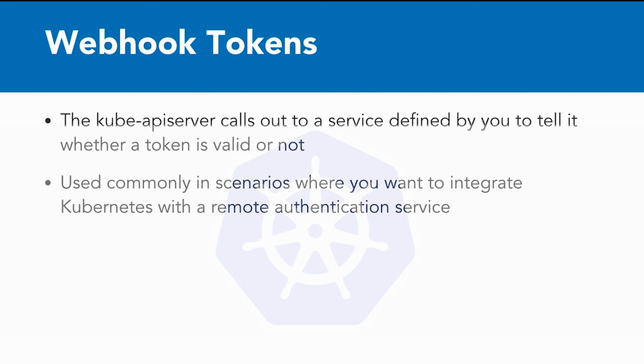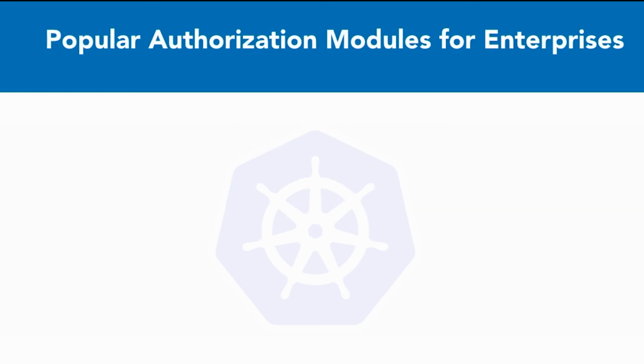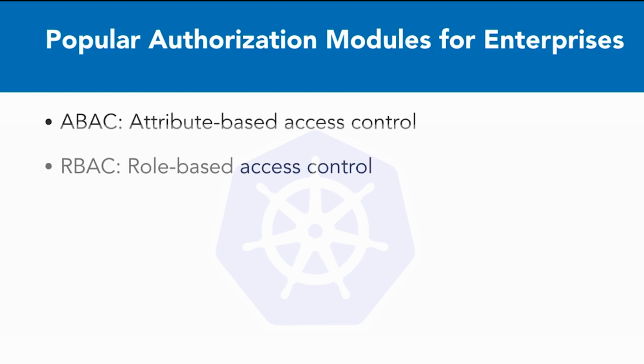Using this method, the Kube API server makes a request to an API that's defined by you to authenticate. The remote API decides whether a token passed to it is a valid token or not, and then responds back to the server. On the authorization front, there are 3 common ways to perform authorizations: ABAC, RBAC, or webhook. Let's see what these are.